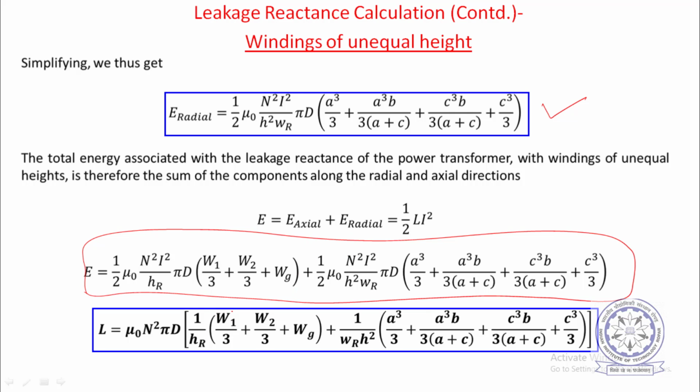So equating this to half L i square, if I is the primary current, you will get all inductance referred to the primary. If I is the secondary current, then you will get all inductance referred to the secondary. So this is how the leakage reactance will come out to be. Now, having done this for unequal heights and interleaved winding, the main method of calculation is understood.